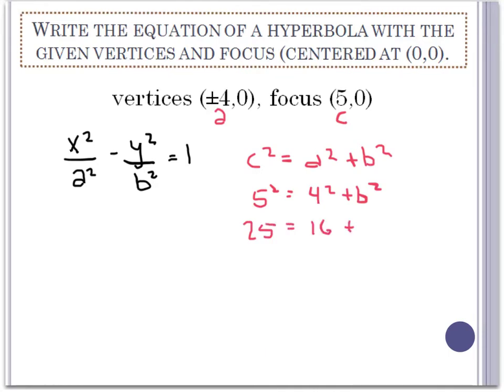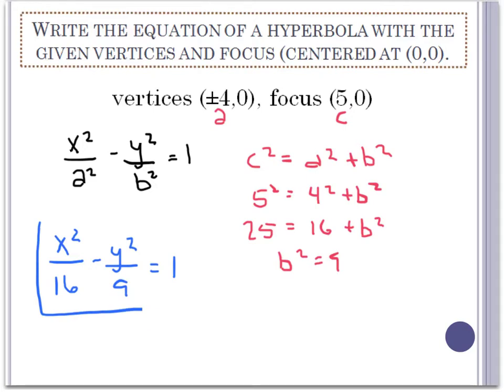Solving for b squared equals 9. So plugging everything in, we get x squared over a squared, which is 16, minus y squared over b squared, which is 9, equals 1. So remember, it's always equal to 1. And for a hyperbola, this first term here always tells me the orientation. So since I am horizontally oriented, it has to be x first.